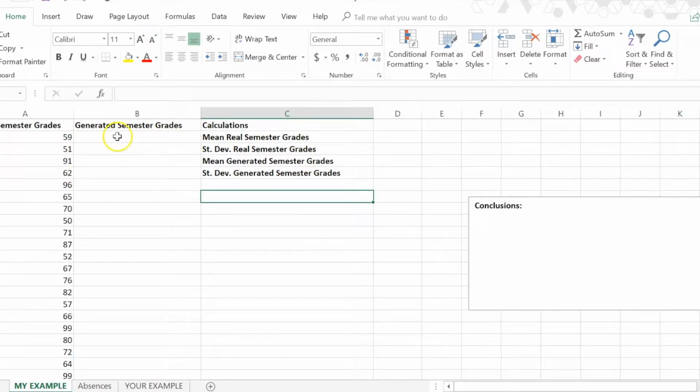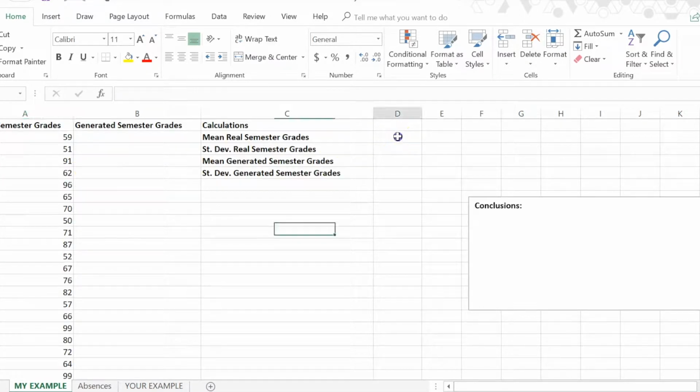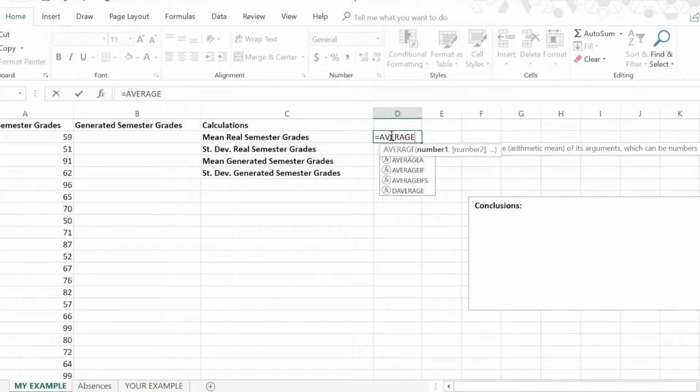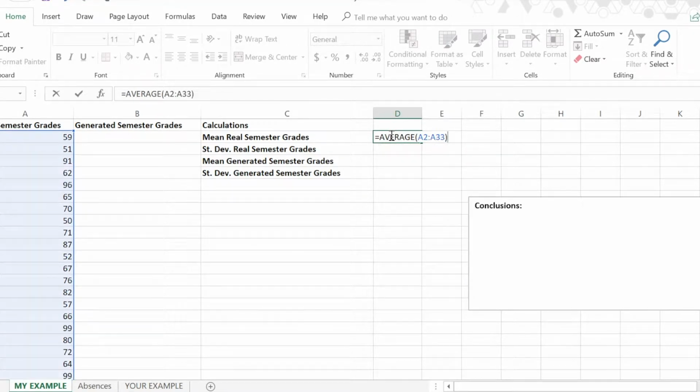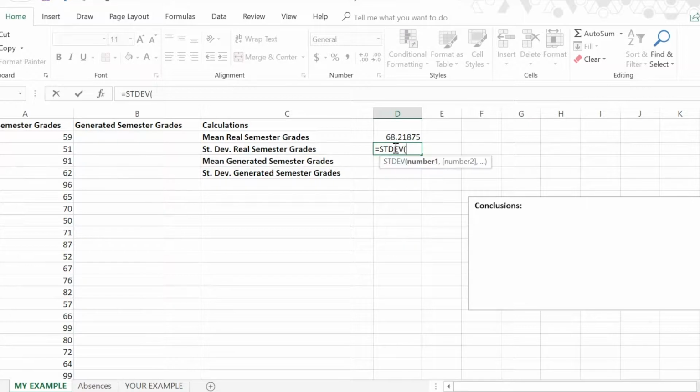So first thing we're going to do is some calculations with our real semester grades. If I take a look, the data goes from cell A2 all the way down to A33. So if we want to find the mean for that, if I click in here, equals AVERAGE, and then A2 to A33. Press enter, and we'll be good to go. When you do these calculations with the quote-unquote real data, your number should be the exact same as mine. For the standard deviation, here's our command, STDEV, and then A2 to A33, the exact same range. And we get our data there.